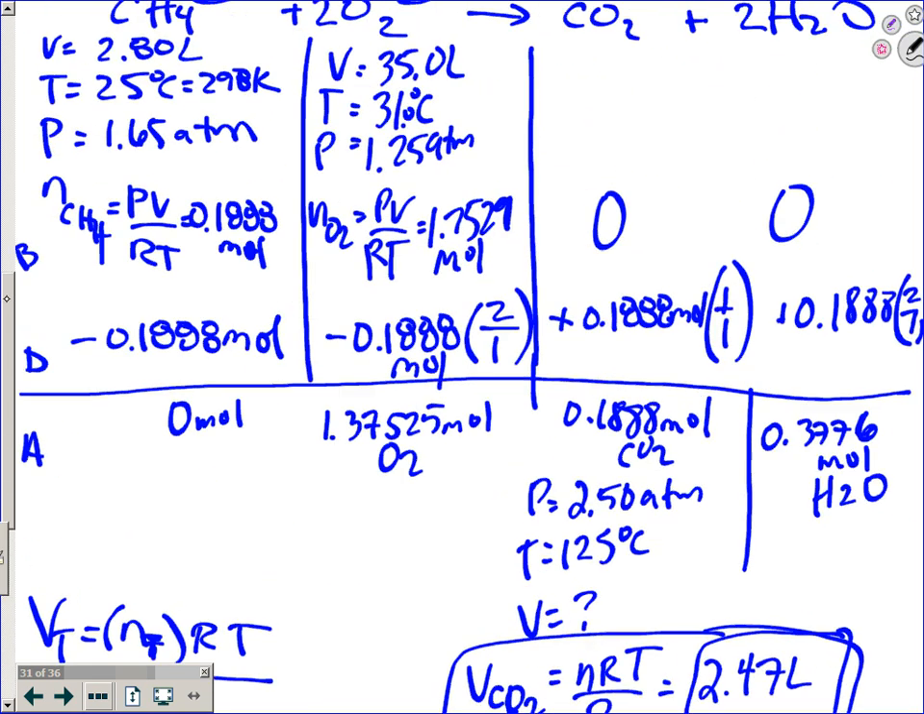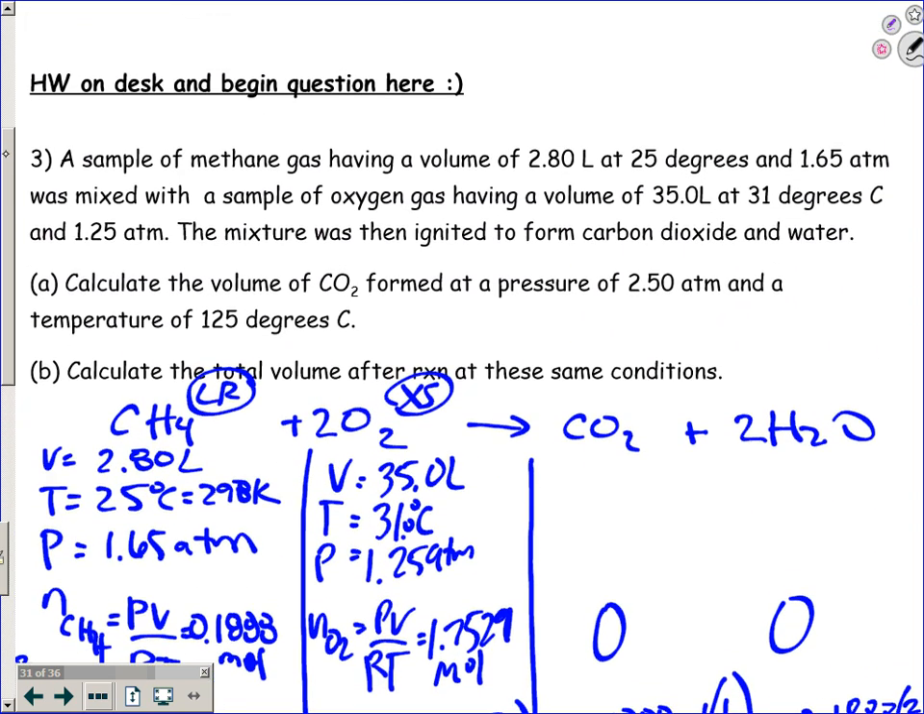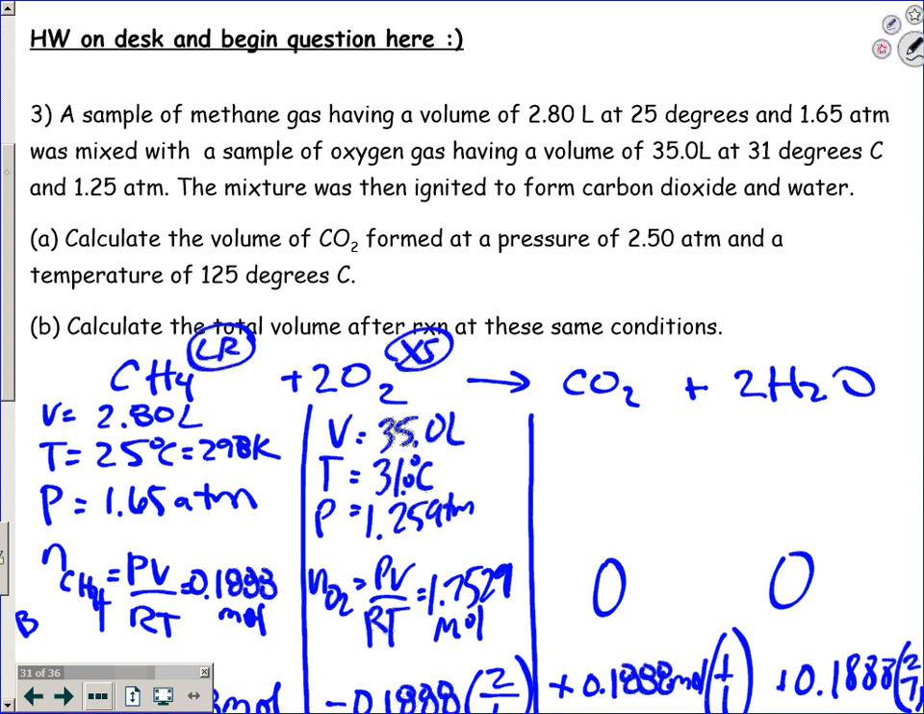Alright, so let's review part of this, because this is a long problem. You had your conditions given for methane and for oxygen. After you found the conditions, you noticed that it was an ideal gas law problem, so you found the n value. I just shortened my work a little bit so I was finishing at the same time you were.